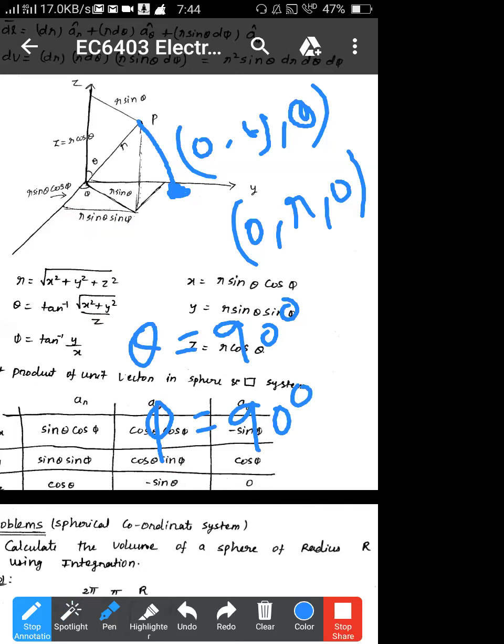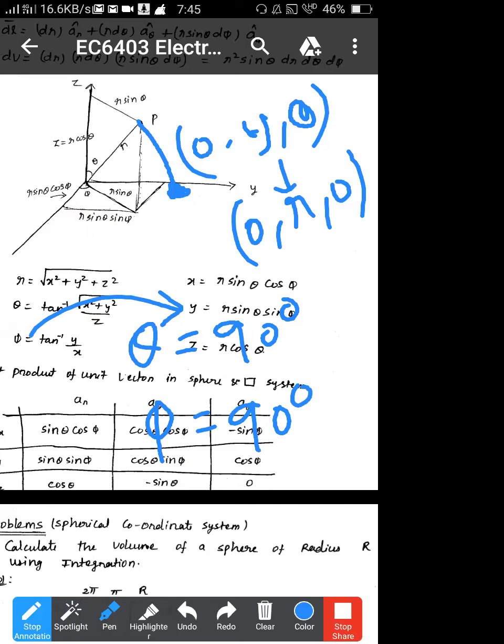Then you look into this relationship. y is equal to r. Anyway, y has to be r. Then what should be theta and phi? Sine theta, sine phi are given. Sine 90 degree is 1, for theta also 90 degree, for phi also 90 degree. So definitely 1 into 1. So finally you are getting y is equal to r.